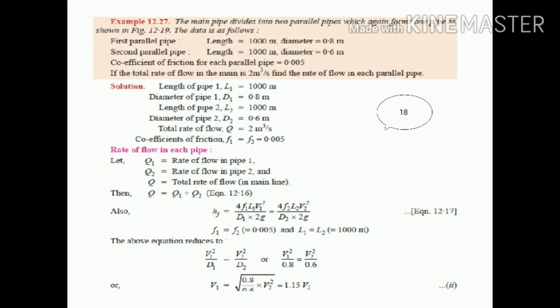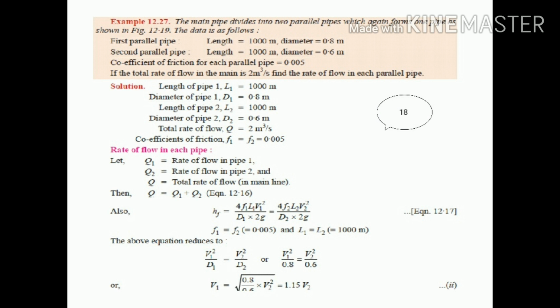So first write down the given data. All the quantities are already in meters, so we don't need to convert. L1 is 1000 meter, D1 is 0.8 meter, L2 is 1000 meter, D2 is 0.6 meter, Q is 2 meter cube per second, the total discharge, and the coefficient of friction F1 equal to F2 equal to 0.005. The steps to solve pipes connected in parallel: first write down the main discharge formula. Here two pipes are there, so Q is equal to Q1 plus Q2.